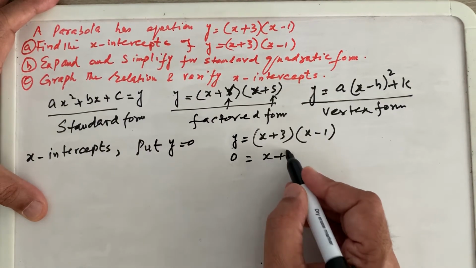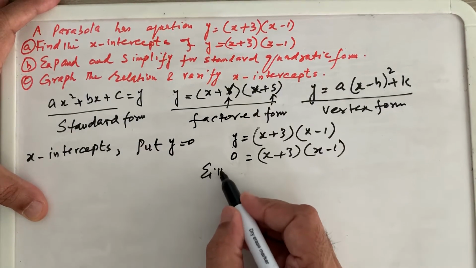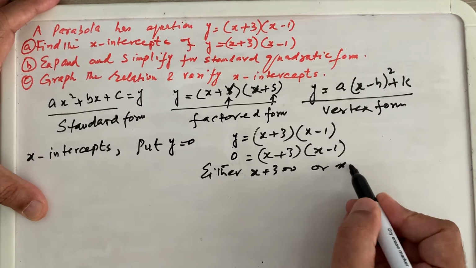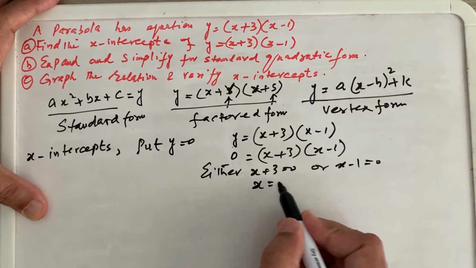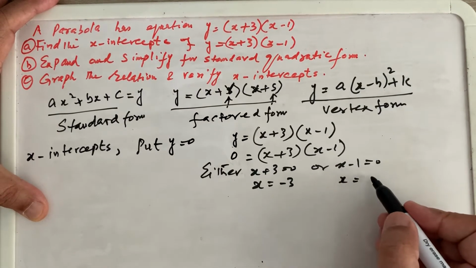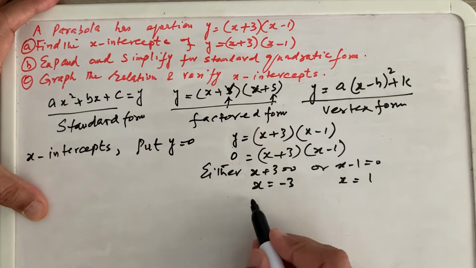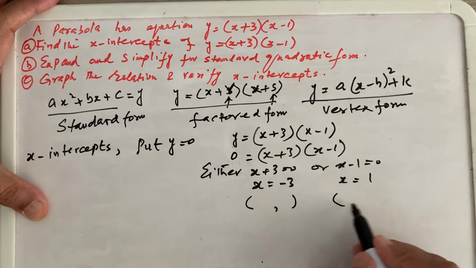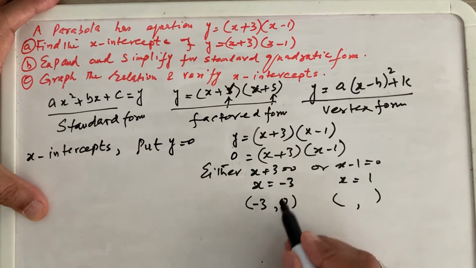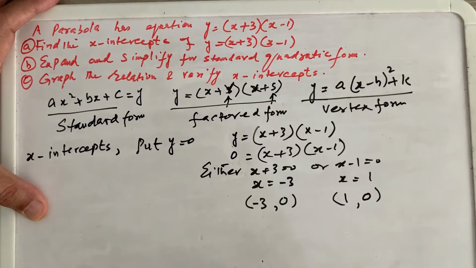So I have (x + 3)(x - 1) equals 0. So either x plus 3 equals 0 or x minus 1 equals 0. This will bring me x equals minus 3 and x equals 1, right? So these are the x-intercept values. At the x-intercepts, what is my y? If I want to write down the ordered pair, if my x is minus 3, that means (-3, 0) is my x-intercept, and (1, 0) is another ordered pair for my x-intercept.